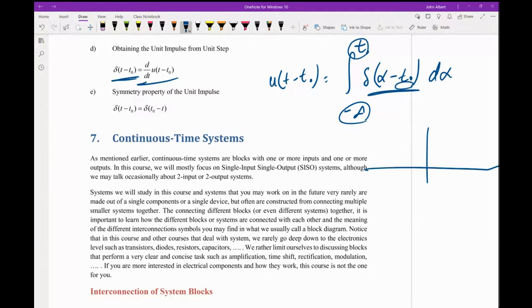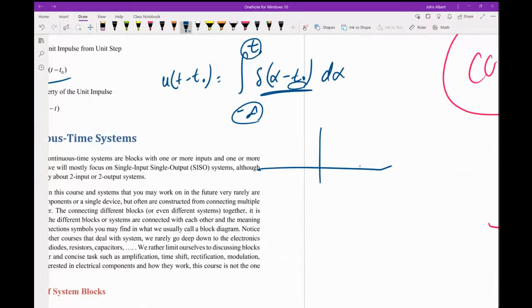If I sketch it, the delta function happens here. If t is somewhere to the left, what is the output of the integration? You're integrating from minus infinity to a value that is less than t0. How much are you getting when you integrate the unit impulse from minus infinity to a value at which the unit impulse has not occurred yet? How much do you get, Muhammad? 0, absolutely. So the integration of the unit impulse is 0 as long as the unit impulse is not inside the integration.